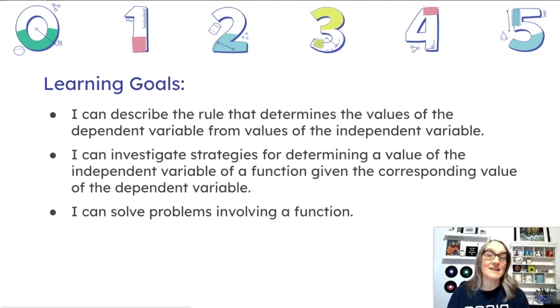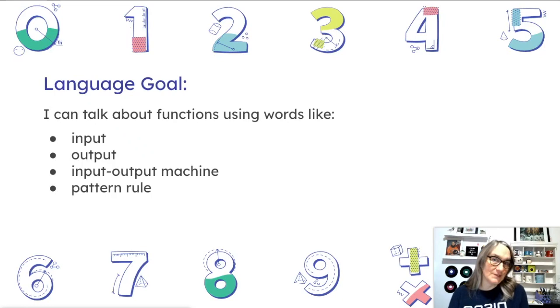I can investigate strategies for determining a value of the independent variable of a function given the corresponding value of the dependent variable, and I can solve problems involving a function. Our language goals are: I can talk about functions using words like input, output machine, and pattern rule.